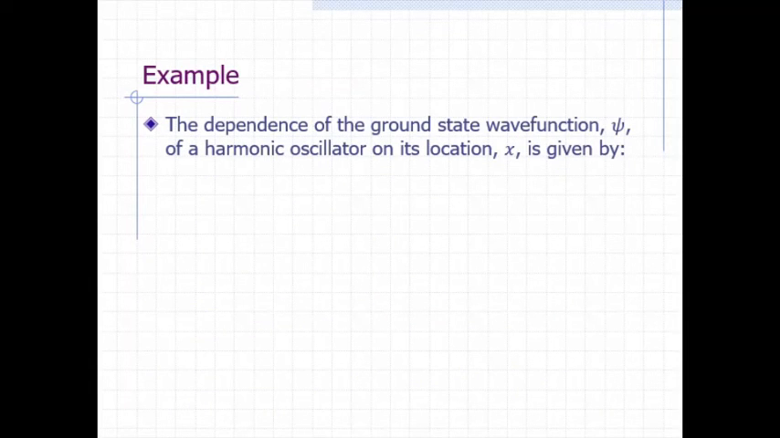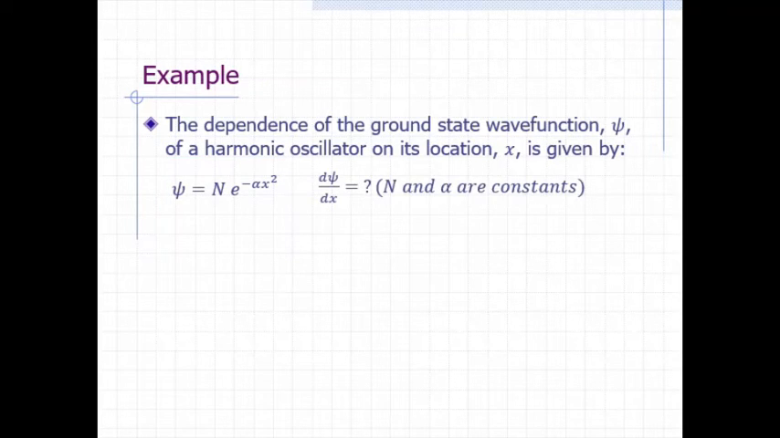The dependence of the ground state wave function psi of a harmonic oscillator on its location is given by the equation psi equals n times e to the negative alpha x squared. What is the derivative of psi with respect to x? In this equation, n and alpha are constants.